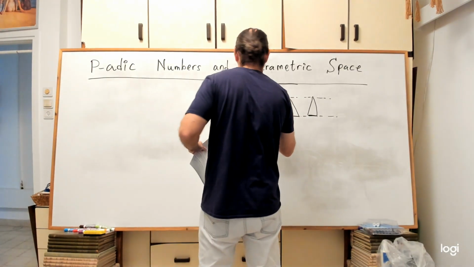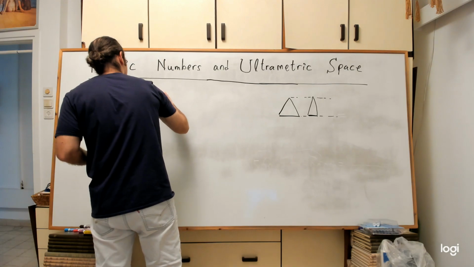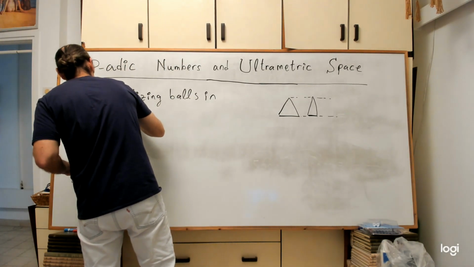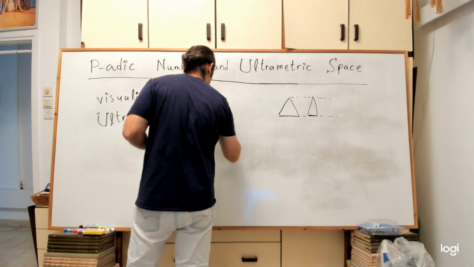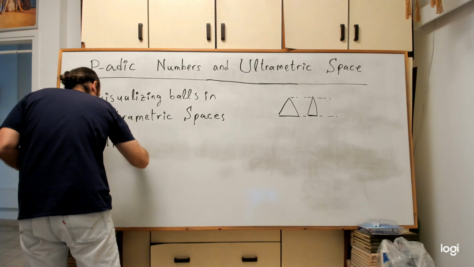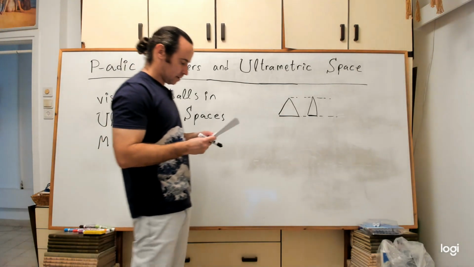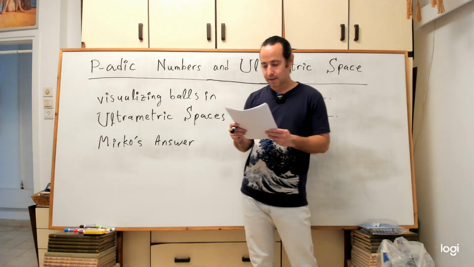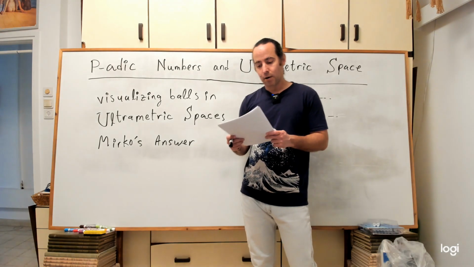Visualizing balls in ultrametric spaces. And especially Mirko's answer. Think of the Cantor set and its basic closed and open intervals. Note that for any such intervals, they either do not intersect or one is contained in the other.